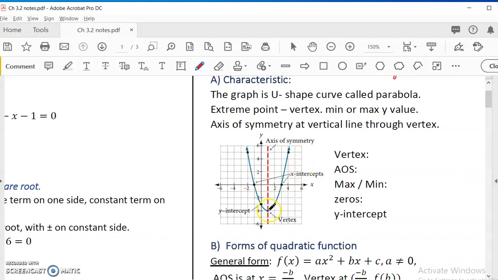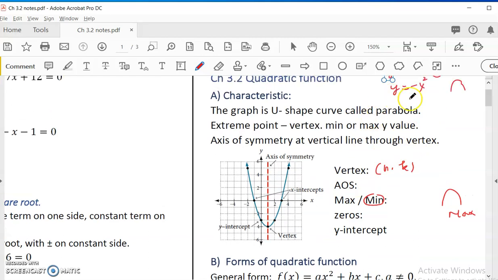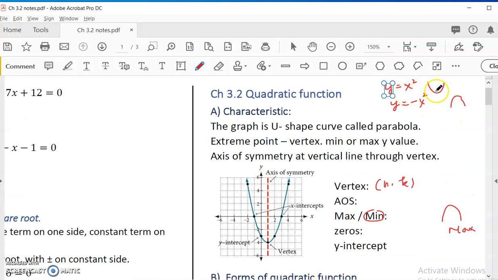Namely, because it's U-shaped, it has an extreme point. In the U-shaped situation when it's facing up, this extreme point is the minimum value. But if it's facing down, then you have a maximum. They always have a vertex, and in general, we call it (h, k). It's just a symbol that we assign. Generally, if it is the parent function, the vertex is at (0, 0). So (h, k) is where it shifts horizontally and vertically.